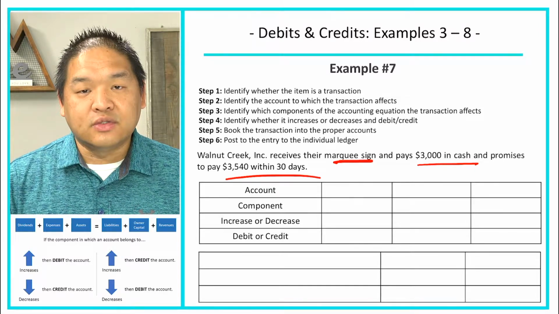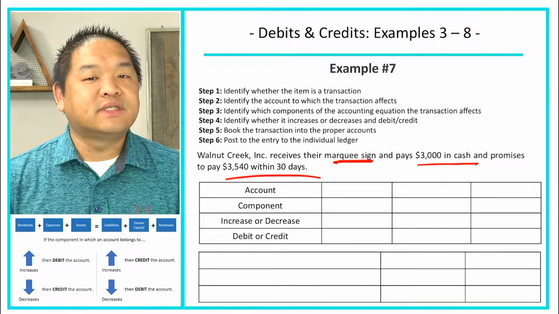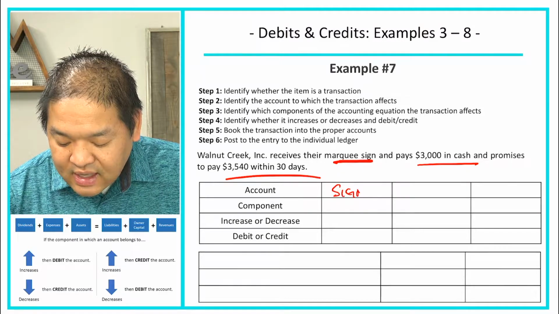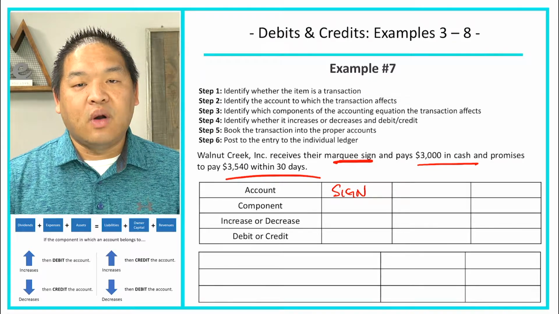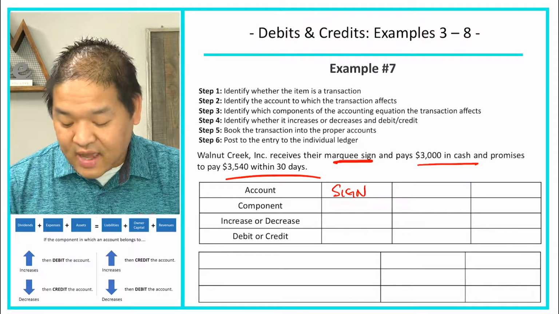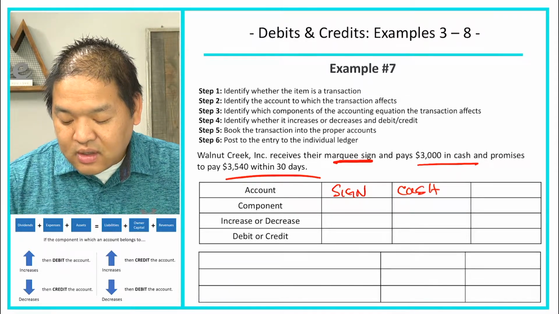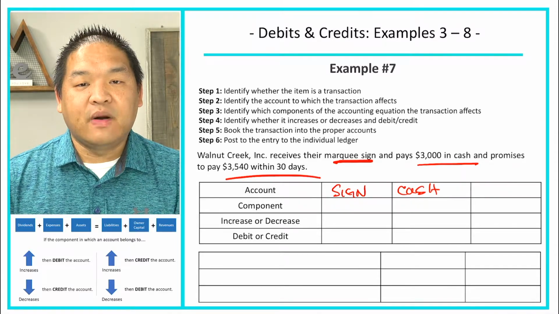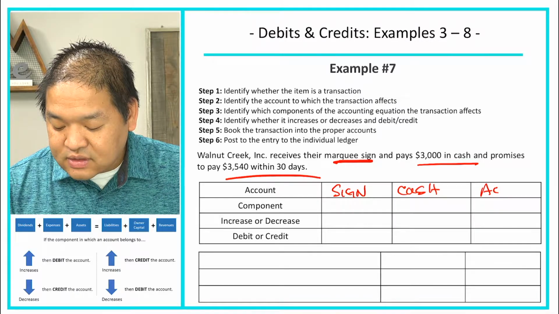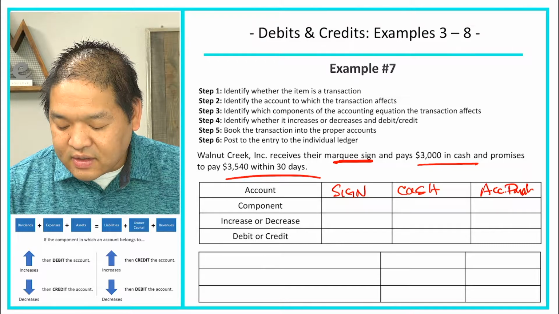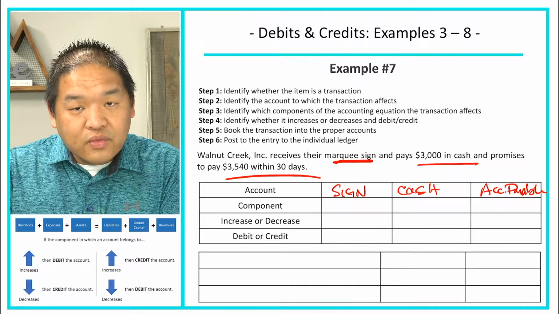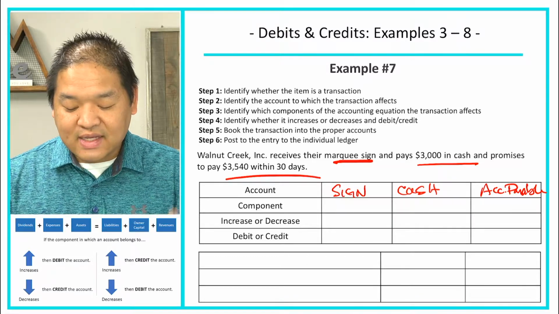What accounts are we going to use? Well, we are receiving what? We're receiving a sign. So I'm just going to use sign as the account name. And then what are we giving up? Well, we're first going to give up cash. We know that because it says we're going to give up $3,000 in cash. So we know we're going to deal with cash, but that's not going to pay for all of it. So we're also going to give up a promise to pay. So we're going to give up an accounts payable. Now I can't fit it all here, so I'm just going to abbreviate. So that's a compound entry here because we have more than 2 accounts that we're going to have to deal with. All right, so sign, cash, and accounts payable.